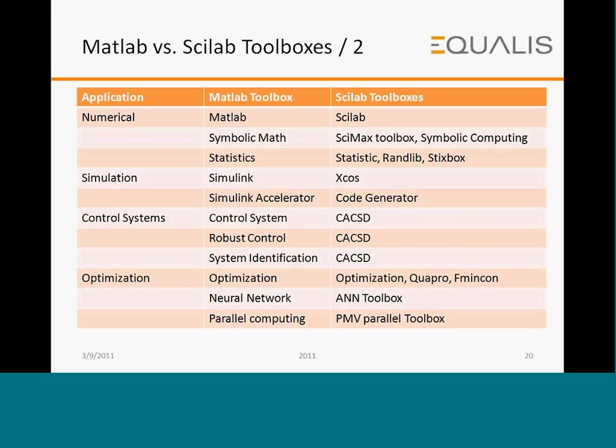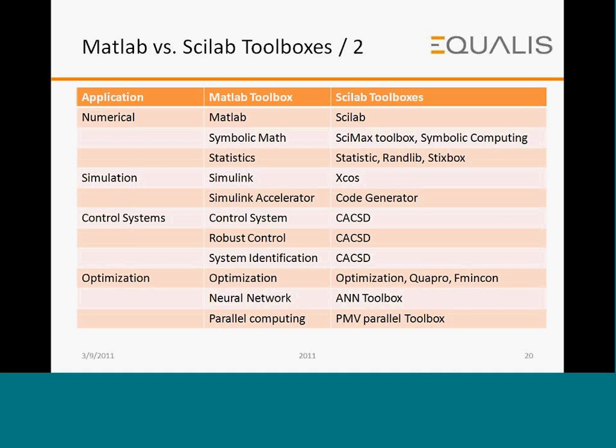And comparing with MATLAB, the Simulink in Scilab, there is Xcos. And if you are doing any kind of control systems modeling or design, you have CACSD, which stands for Computer Aided Control System Design Toolbox, which you can use for modeling continuous and discrete time systems. You can use it in linear systems, you can study nonlinear problems, you can use it in designing robust controls. You want to do system identification, you can do all of that using Computer Aided Control System Design Toolbox in Scilab. For optimization or quadratic programming, artificial neural networks, there are toolboxes in Scilab.